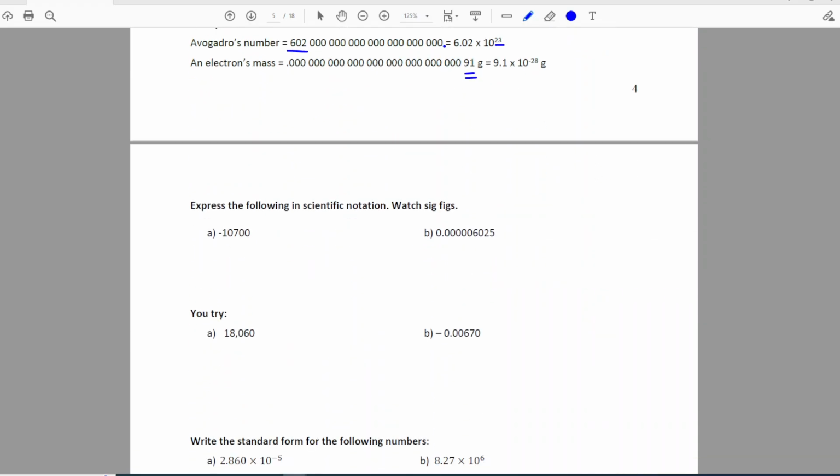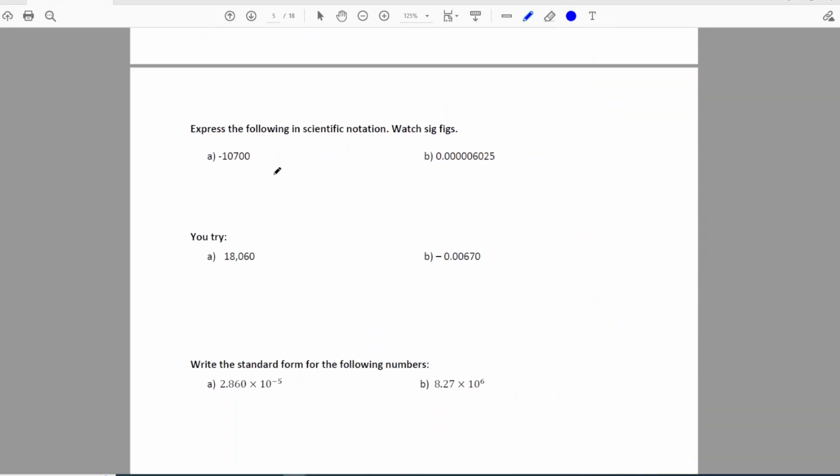All right, so what we're going to do first is just practice maintaining significant figures and writing numbers in scientific notation. So here's my first one. When I look at this, this is just a negative number, so I just write the negative out front. And then my significant figures, there's 3 significant figures, 3 sig figs. So we're going to write 1.07. I always do that first.